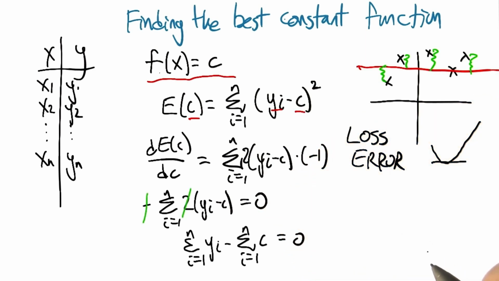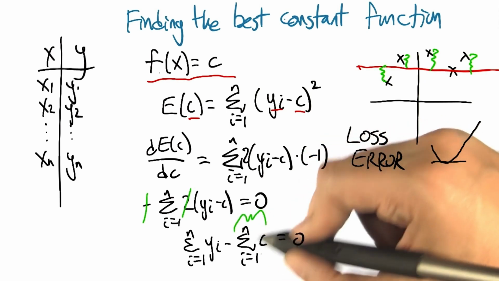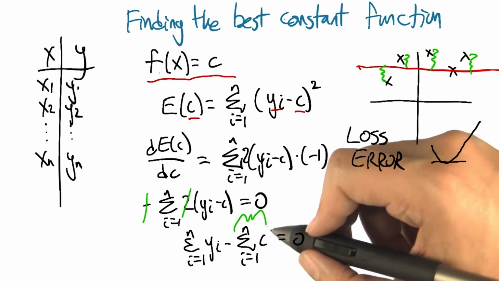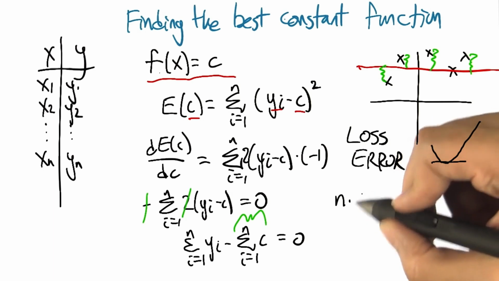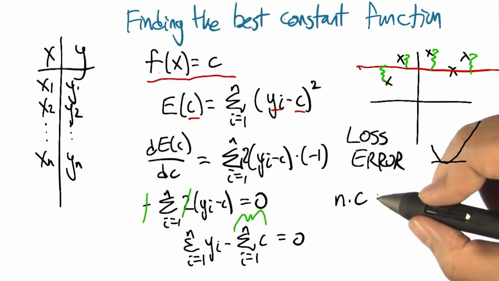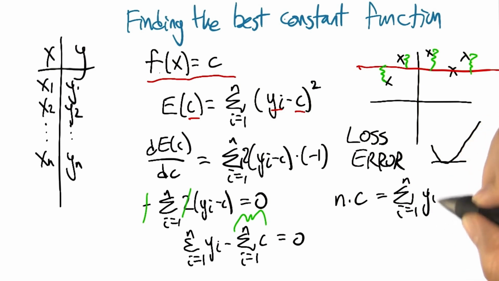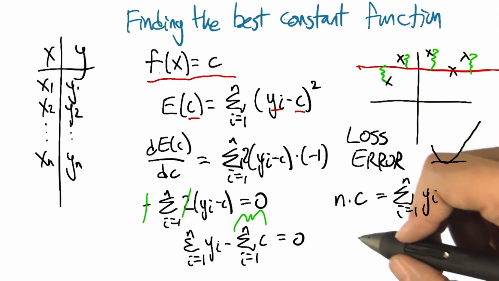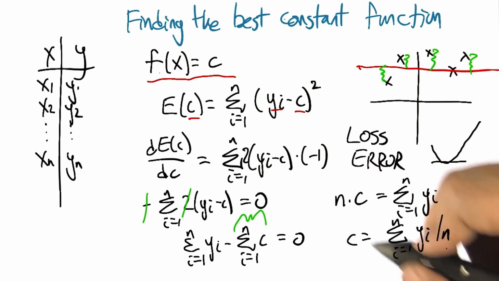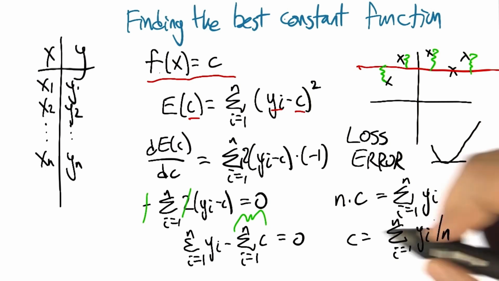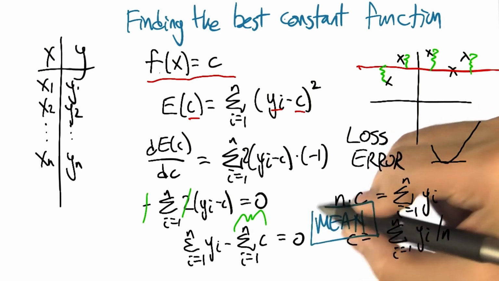All right, so that gets us this. But this quantity is just the constant added to itself n times, so it's n times c. If we move that to the other side, we get n times c, where n is the number of data points, as you recall, is the sum of the yi's. We divide through by n, and what do we see? So what is it, Charles? The best constant is the average of all your y's. Right, it's the mean. The mean comes back.